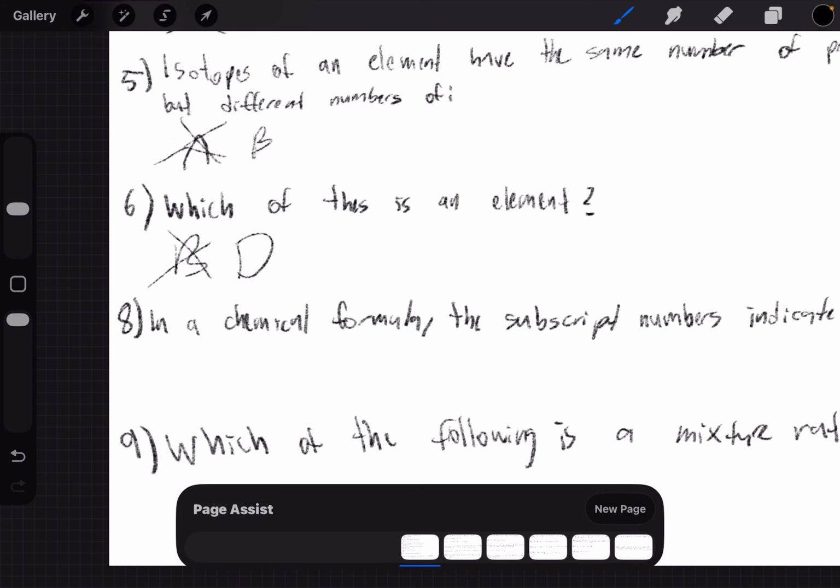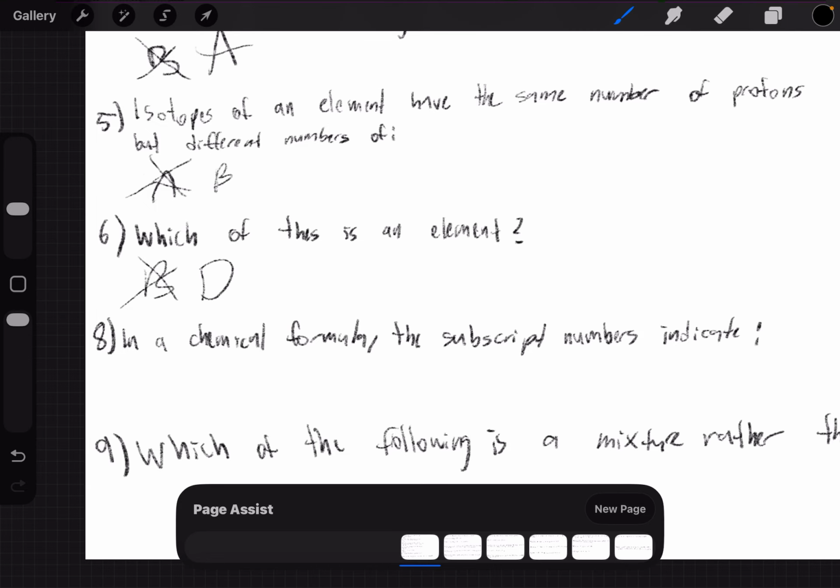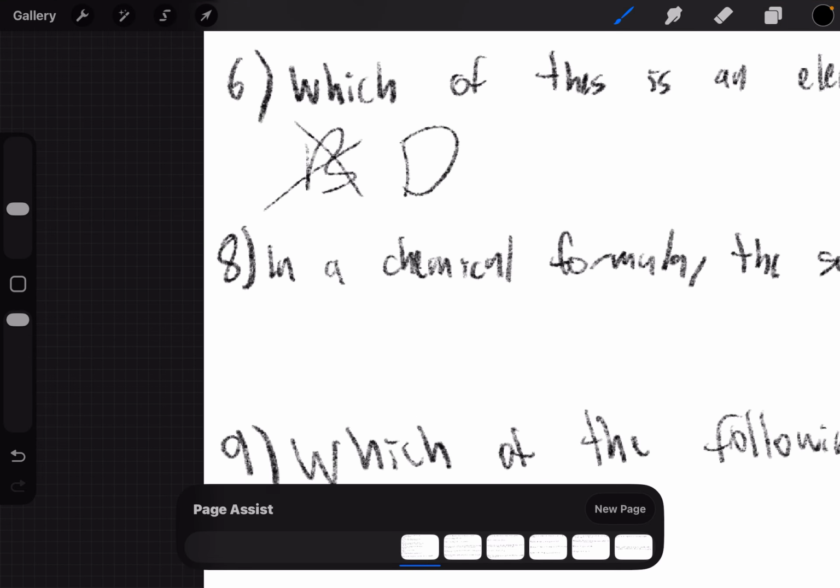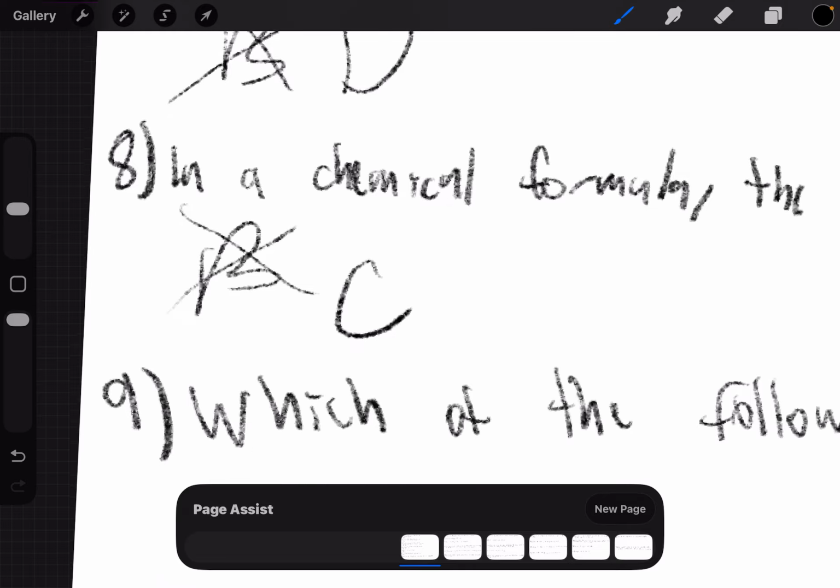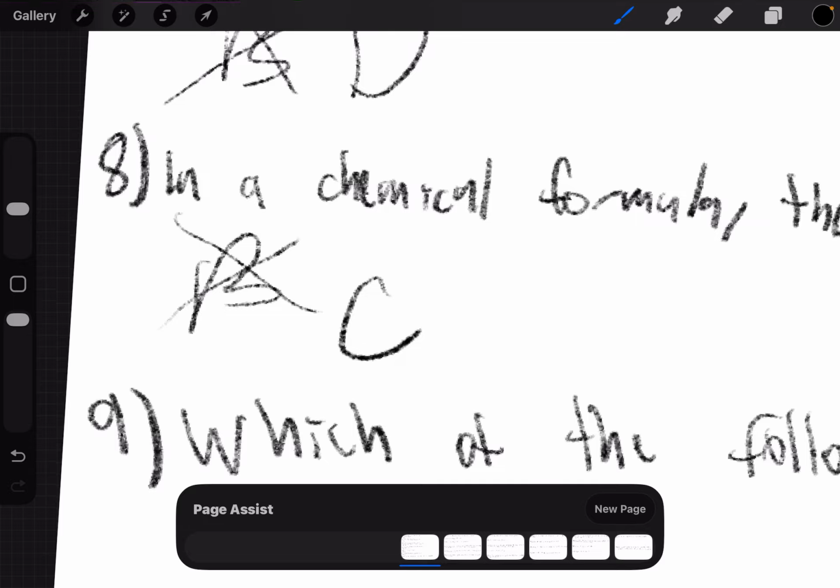Number 8 says, in a chemical formula, the subscript numbers indicate. So for this, I wrote B, which is the atomic number of each element. But it is actually wrong, and the real answer was C, which is the number of atoms of each element in a molecule.